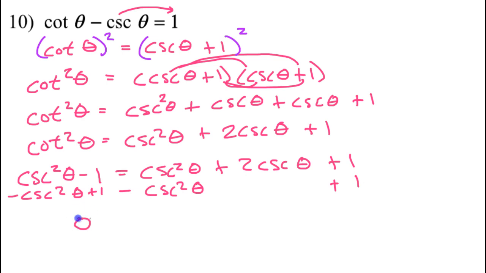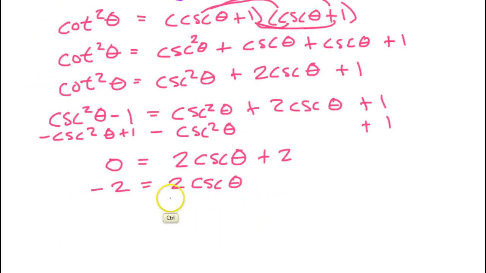All right, so I'm getting 0 on one side. So these cancel each other out. So that's going to leave me with 2 cosecant theta plus 2. So subtracting 2 from both sides, I will have negative 2 is equal to 2 cosecant theta. All right, dividing both sides by 2, I'm going to get negative 1 is equal to cosecant theta. And this, of course, would be the same thing as cosecant theta equals negative 1.